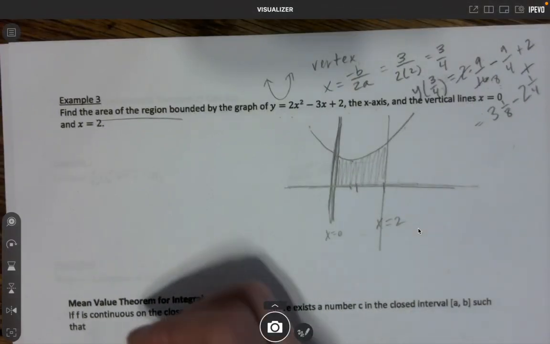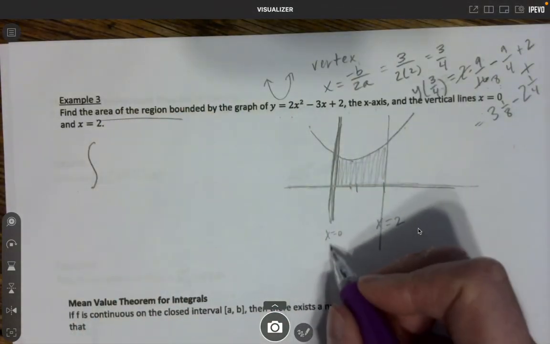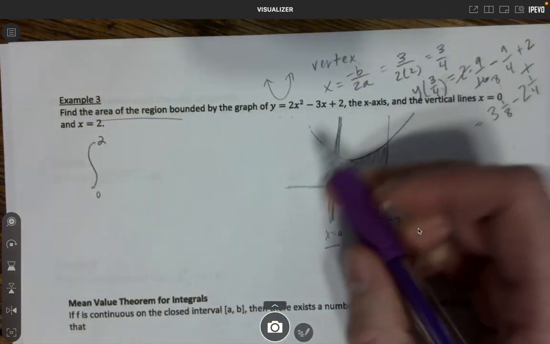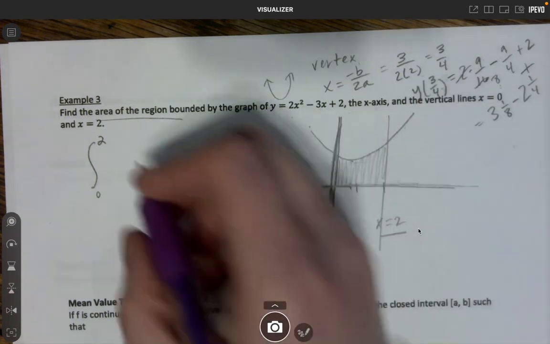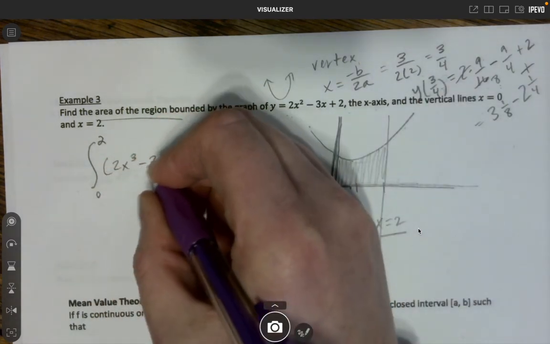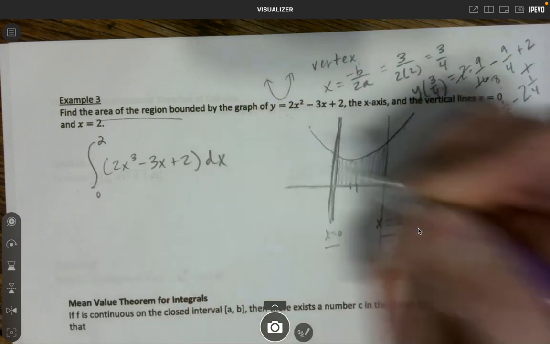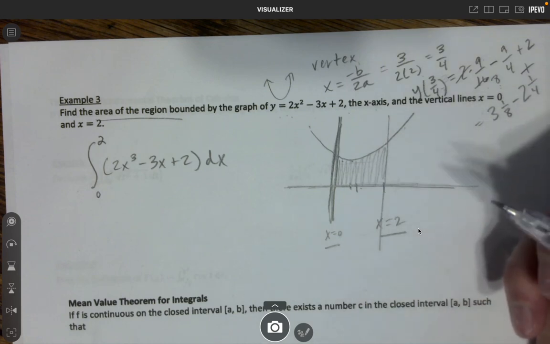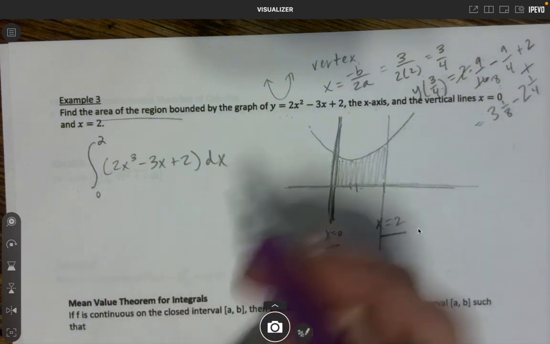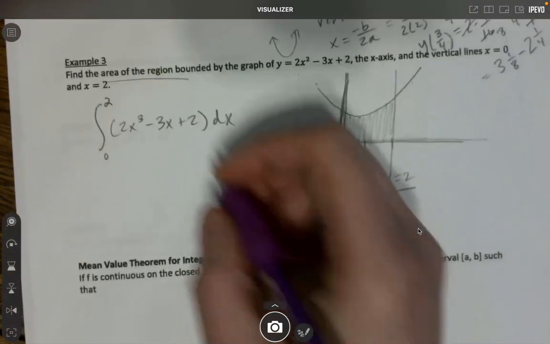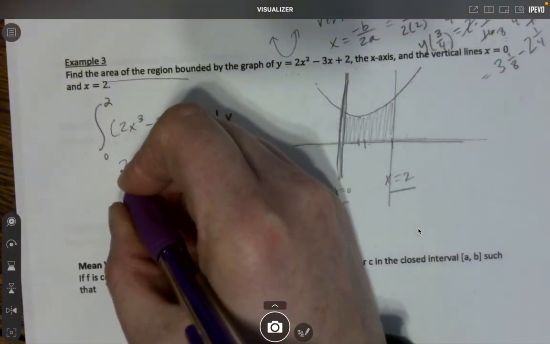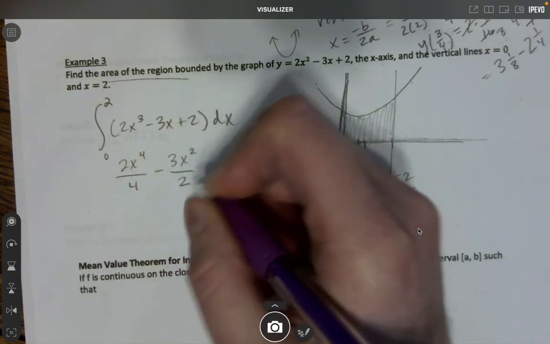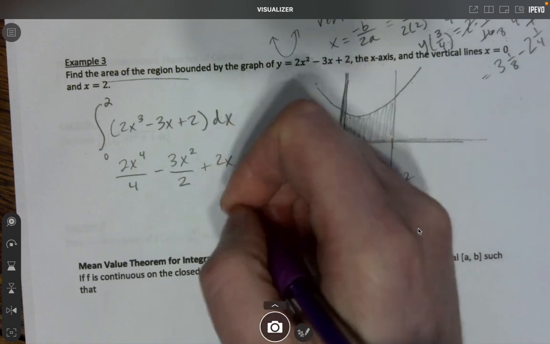So the way I would set this up is I'm looking from x equals 0 to x equals 2. Those are going to be my lower and upper bounds. The curve I'm looking at is 2x squared minus 3x plus 2. And the way this works is it's always between our curve and our x-axis unless we do something different. So this is all that we need to do right now. So I'm first going to integrate. Squared is going to become cubed, divide by 3. X is going to be squared, divide by 2, and then 2x.